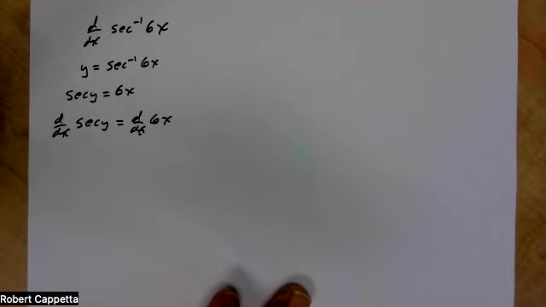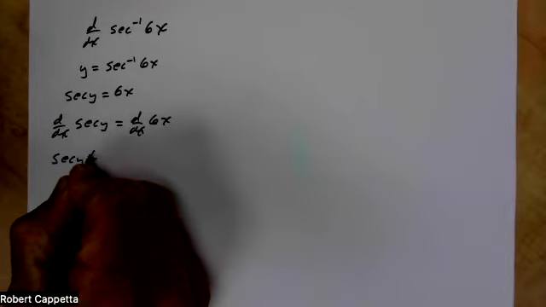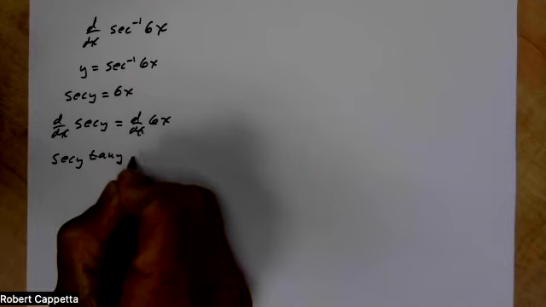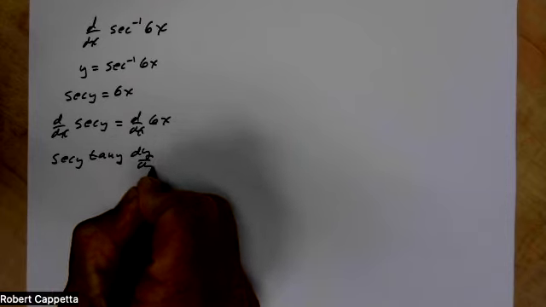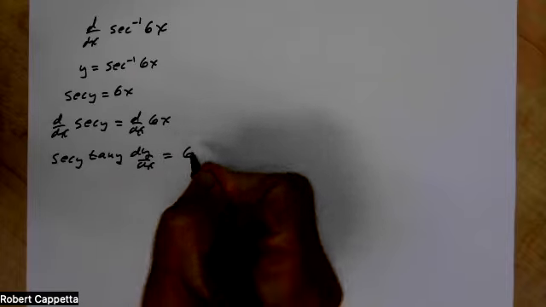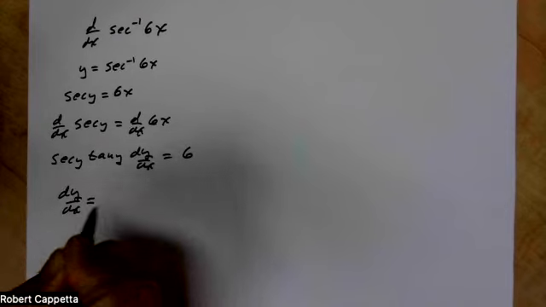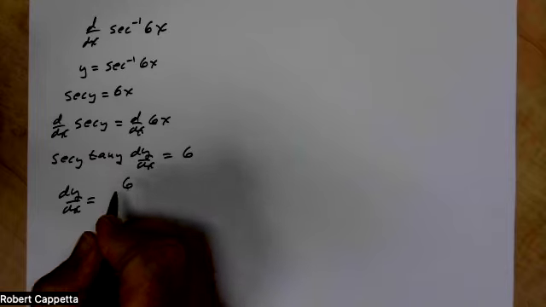Hopefully you know the derivative of secant is secant tangent. So the derivative of sec y will be sec y tan y dy dx equals the derivative with respect to x of 6x, which is just 6. And then solving for dy dx, what do we get? We get dy dx is 6 over sec y tan y.